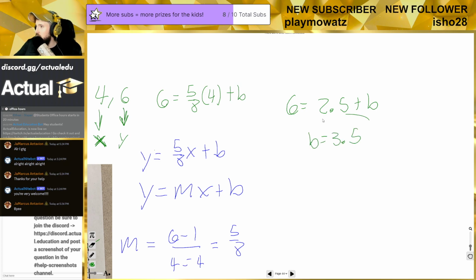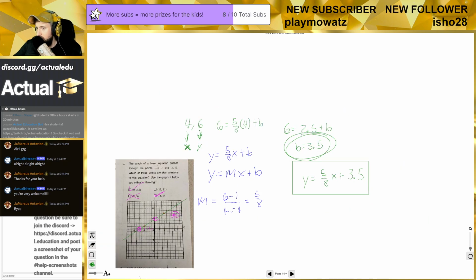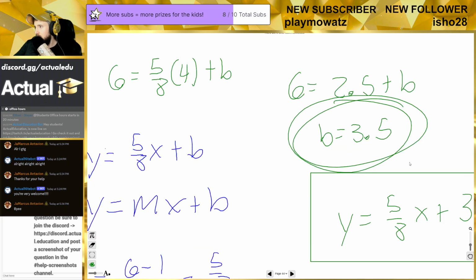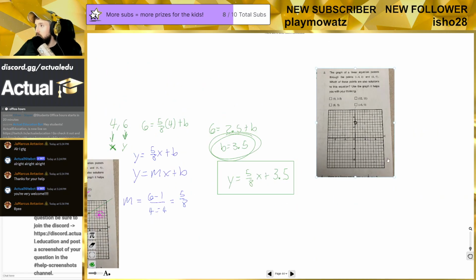So now what you're going to do, Cuber, is you're going to take this and run it right back into your original equation. So now you have y is equal to 5/8 x plus 3.5. This is the equation of your line. So that's 3.5, the y-intercept. Do you see how that's the y-intercept?